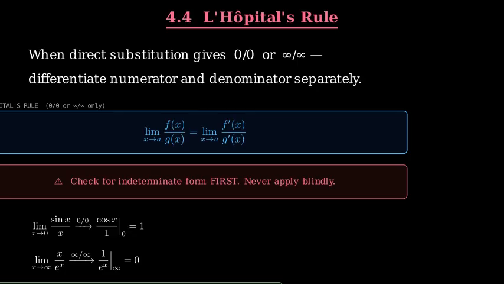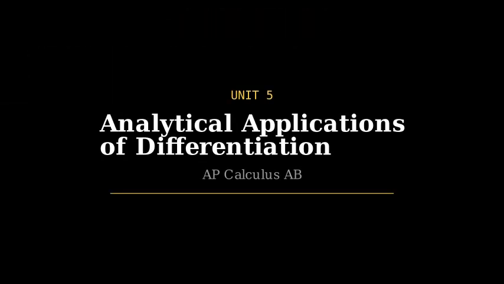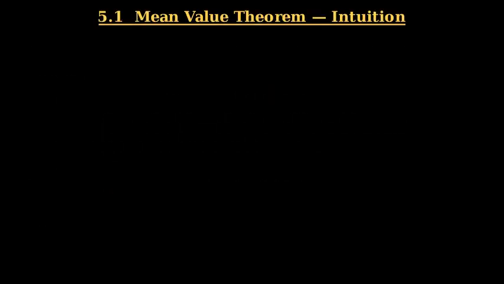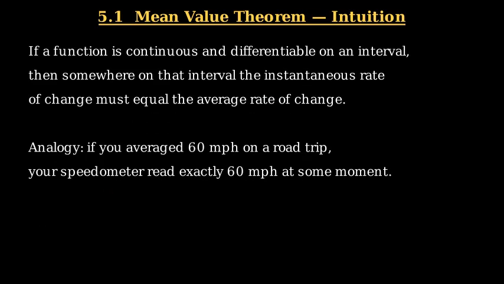Section 5.5. Optimization problems. Optimization is finding the maximum or minimum value of a quantity. The 7-step process. 1. Read carefully and identify what to maximize or minimize. 2. Define variables and write the objective function. 3. Use a constraint to reduce to one variable. 4. Find critical points by setting the derivative equal to 0. 5. Use the first or second derivative test to confirm whether it is a max or min. 6. Check endpoints if the domain is a closed interval. 7. Answer the question with correct units.